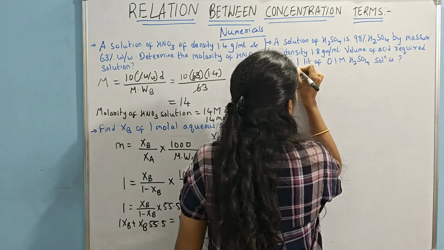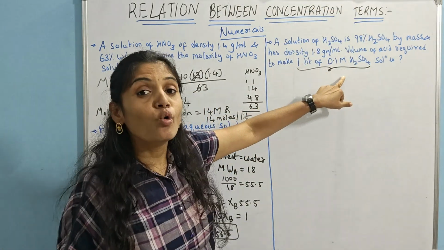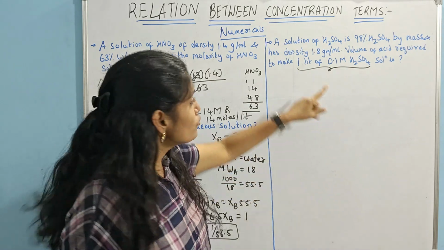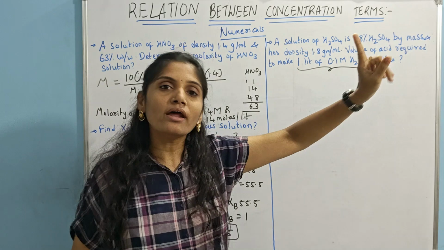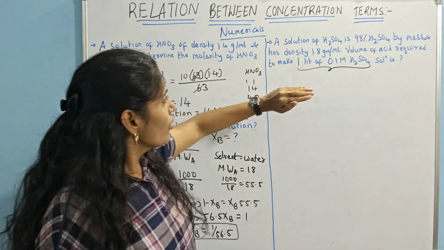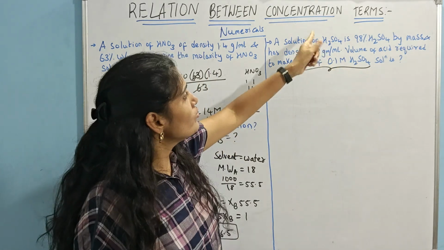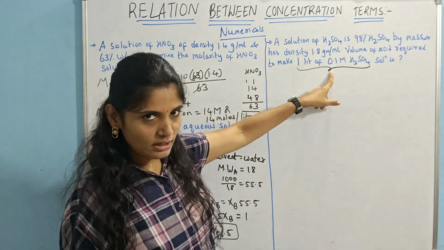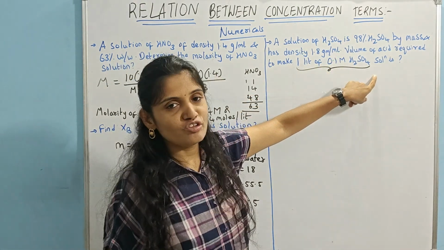Now this is my goal. Which type of solution should I get? I should get a solution which is 1 liter in volume and 0.1 molar in molarity. This is my final solution, and this is my initial solution. From this solution I have to make that solution. Clear? Now I need the volume of acid required to make this much.